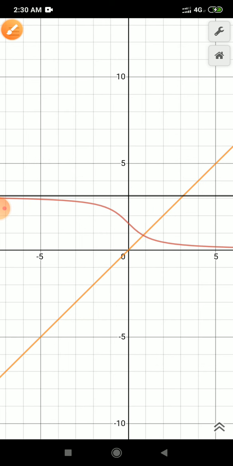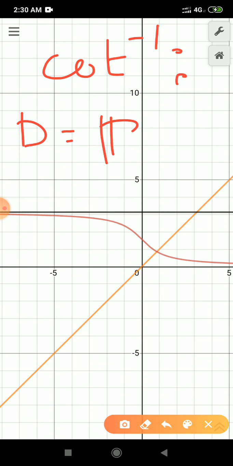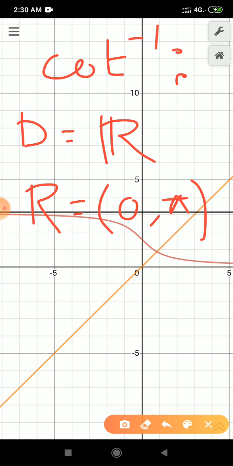Again, the graph is not touching the line y equals to pi and the x-axis. So clearly those two values 0 and pi will not be in the range. So the range will be open interval 0 pi. So let us write that for cot inverse, the domain should be the whole set of real numbers, and the range should be open interval 0 pi. So that's what we see here for cot inverse.